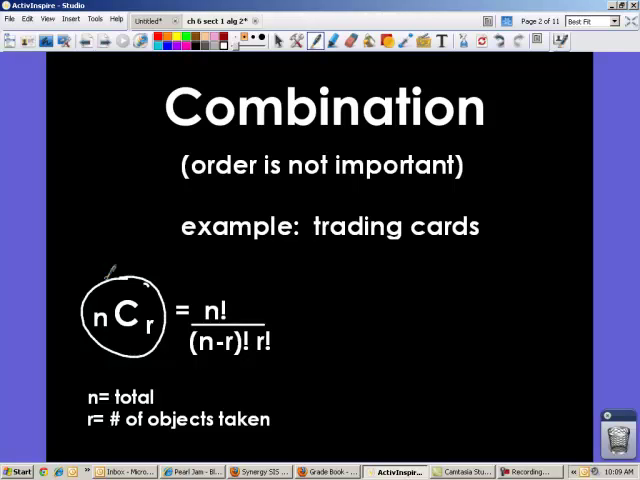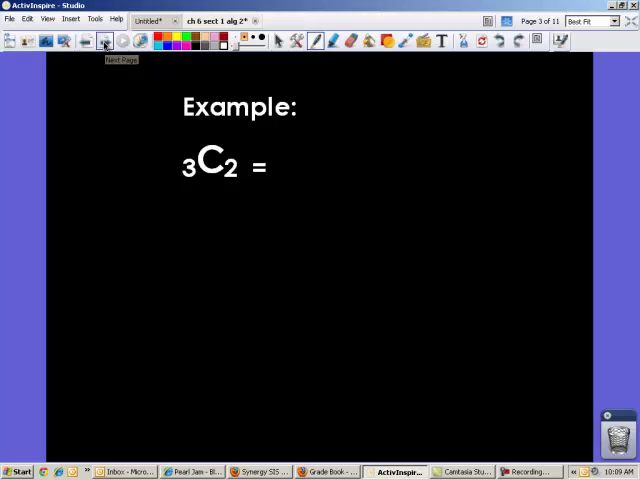So we're going to use this equation to figure out some possible combinations that you could draw from a stack of trading cards, or a deck of cards. For example, just a basic problem. Suppose we have N equals 3, which is our total amount of objects. And we want to know what the combination would be if we drew 2. So if we use the equation, we would write 3 factorial over 3 minus 2 factorial, and then 2 factorial.